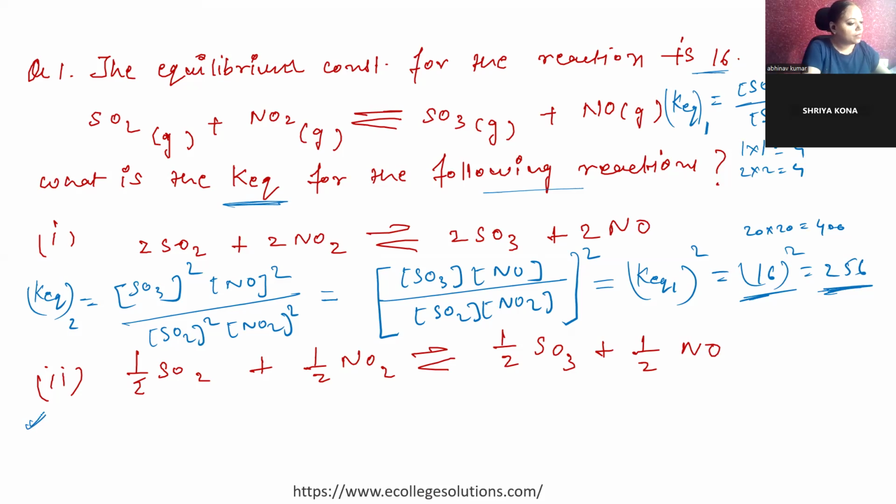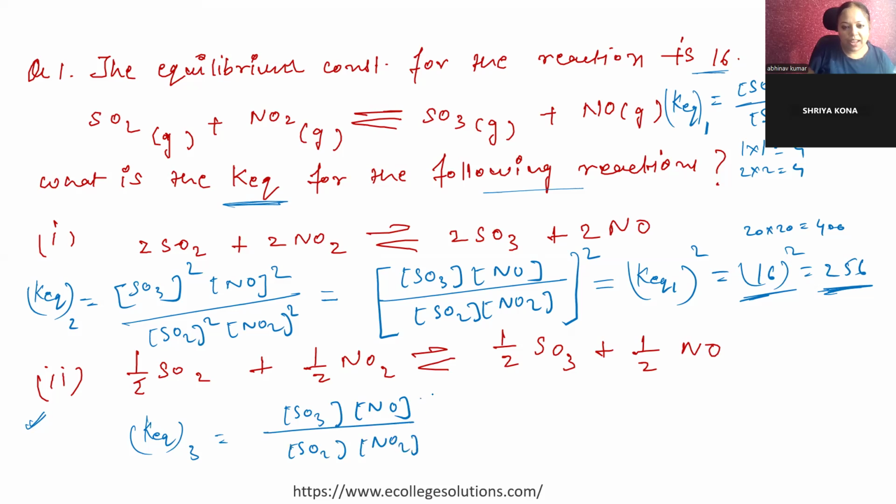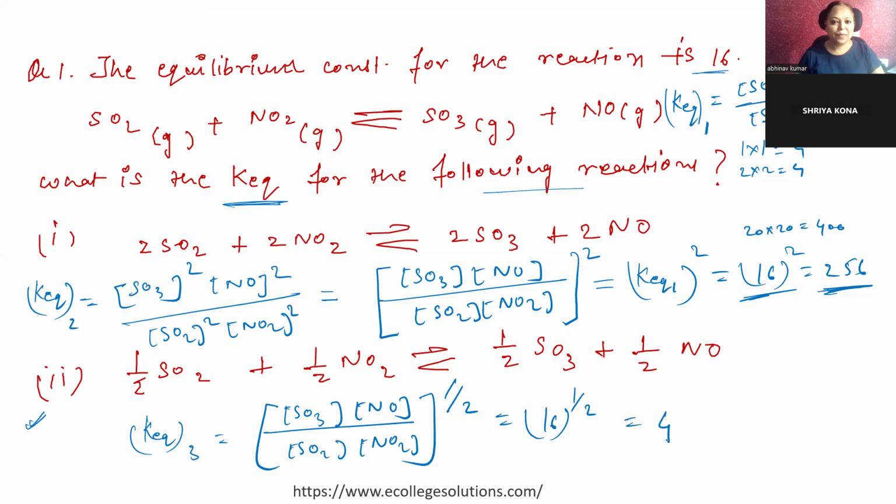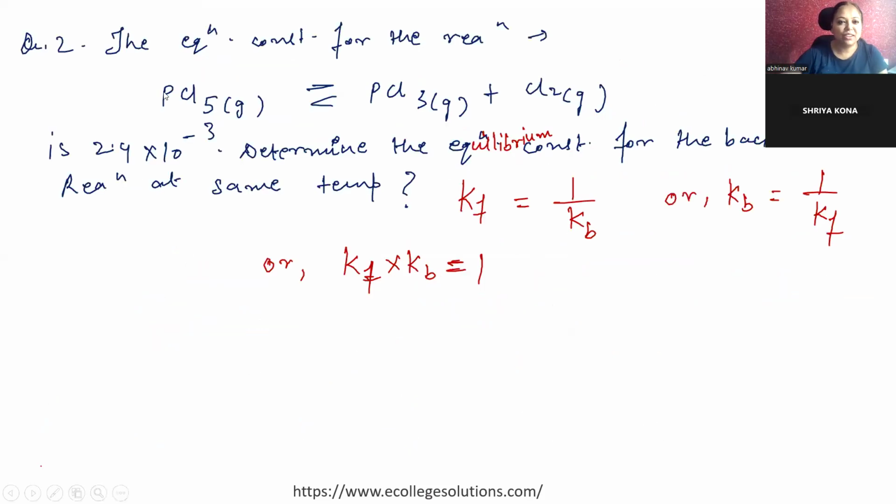It's one half of everything now, so it would be SO3 to the power of one half, NO to the power of one half, over SO2 to the power of one half, NO2 to the power of one half, so everything to the power of one half, so it'd be four. Exactly, because it will be the square root of everything. So K equilibrium 3 at this position will be SO3 and NO over SO2 and NO2, and everything will be to the power one half. So basically, it will be 16 raised to the power 1 by 2, which is equal to 4. Simple. It's actually fun doing these kinds of calculations.